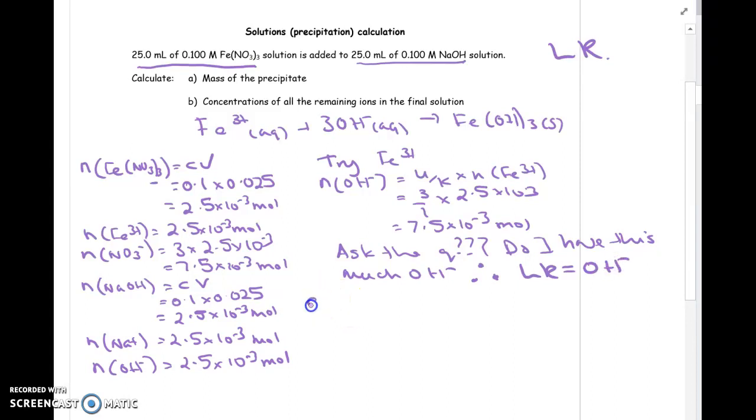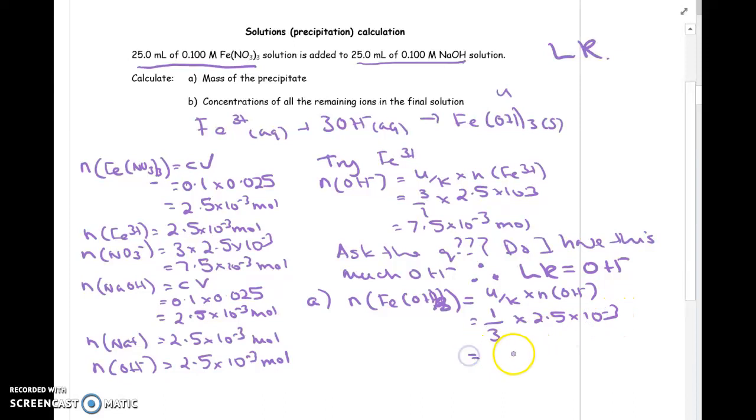Now let's start tackling part A, the mass of the precipitate. Now that we've decided our limiting reagent is hydroxide ions, we can find our unknown, in this case the iron 3 hydroxide. So the number of moles of iron 3 hydroxide is equal to unknown over known times the number of moles of hydroxides, which will be 1 divided by 3 times 2.5 by 10 to the negative 3, and this comes out to be 8.33 by 10 to the negative 4 moles.